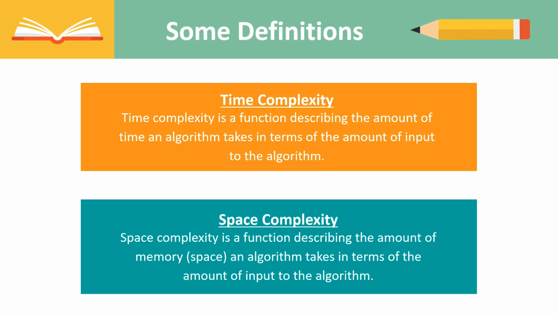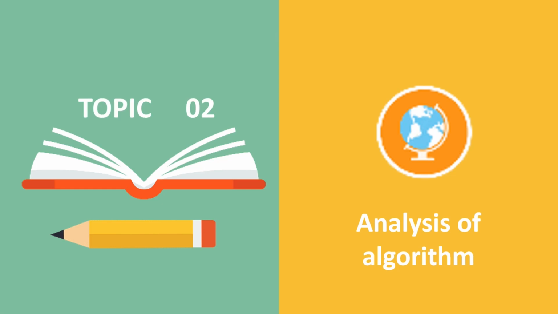The program needs some space or time for implementation. Time complexity is a function describing the amount of time an algorithm takes in terms of the amount of input to the algorithm. Space complexity is a function describing the amount of memory an algorithm takes in terms of amount of input to the algorithm.